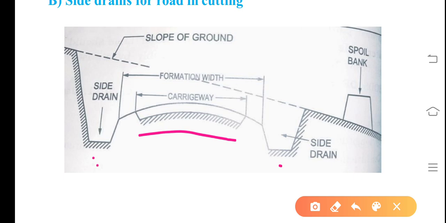These two are the side drains. This is spoil bank. This is slope of the ground. This is the ground level. This is also ground level. In cutting we are taking the pavement. Therefore the side drain is provided on both the sides.